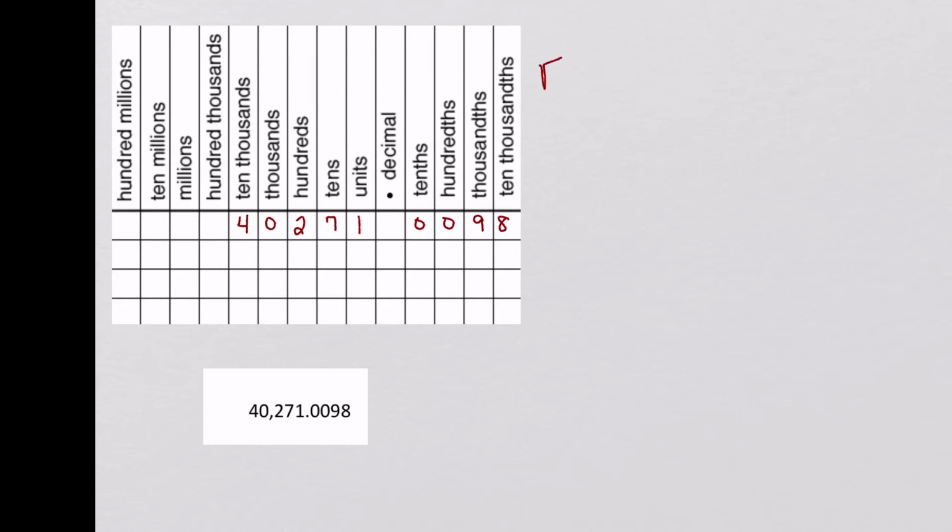So 40, F-O-R-T-Y. Okay, now we're going to practice going from numeric to words. And you would read this as 40,271 and 98/10,000ths. So to write that out, 40,000, and we would put a comma there after 1,000.